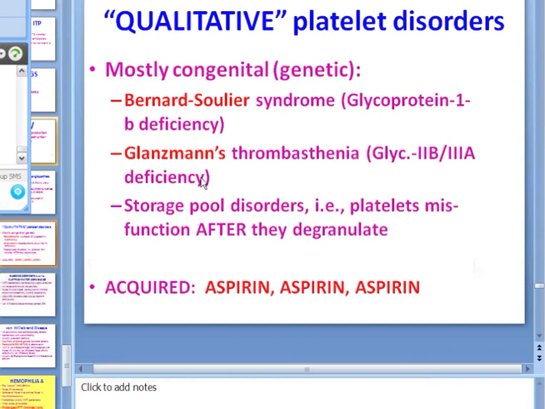However, that's only 1% of qualitative platelet disorders. Here's the other 99% right here. Aspirin, aspirin, and aspirin are the top three reasons for a qualitative platelet disorder. Because what does aspirin do? It keeps platelets from sticking to each other.